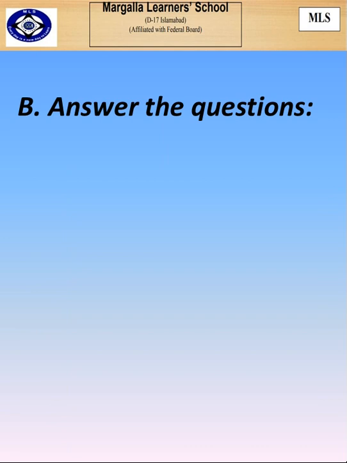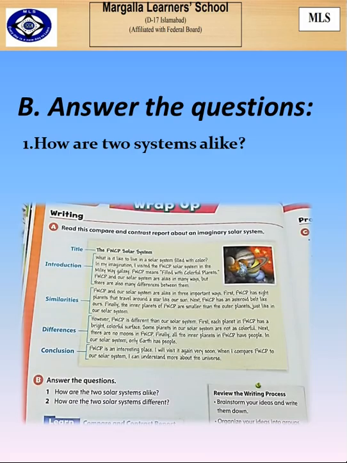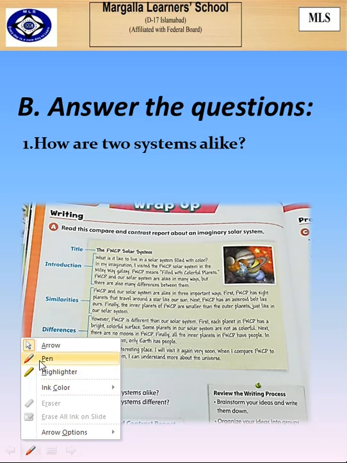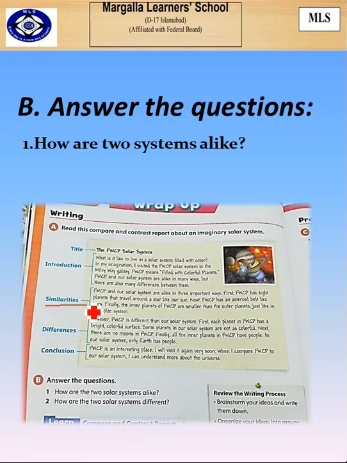Part B. Answer the following questions. How are two systems alike? Can you point it out in the report that we have studied? Yes, you are very right. It's the similarities. This is the answer to the first question.